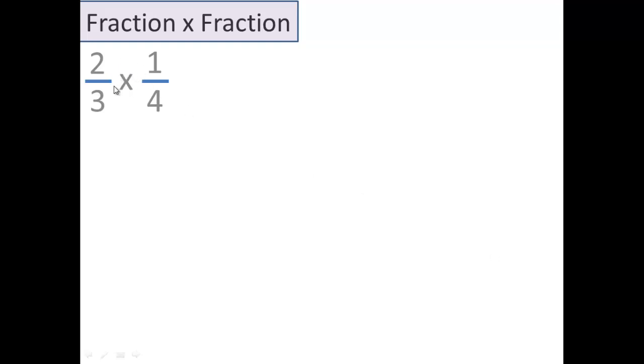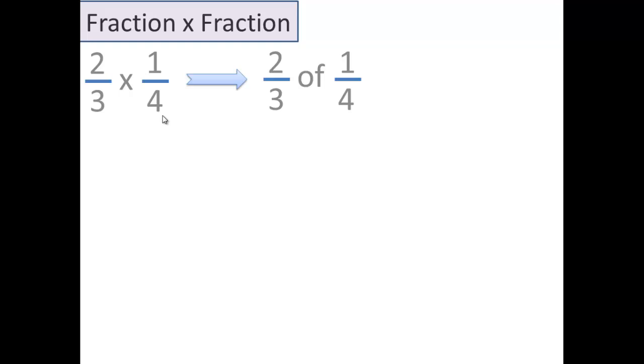And we've seen this multiplication sign before. We think about the phrase "groups of" when you see the multiplication sign. So if you say 2/3 groups of 1/4, that sounds a little bit weird. So instead in math we simplify it to saying 2/3 of 1/4.